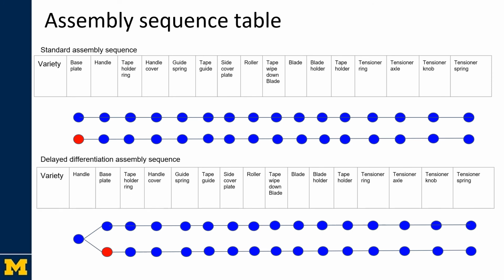In terms of the assembly sequence, the standard sequence is generated from the fishbone diagram, which starts from the base plate, and it has two variations defined at the base plate. For our delayed differentiation assembly sequence, the base plate assembly is moved between the handle and tape holder ring. In this way, we have only one variation at the beginning.